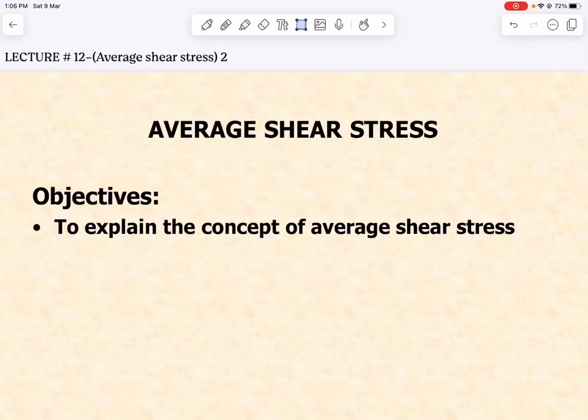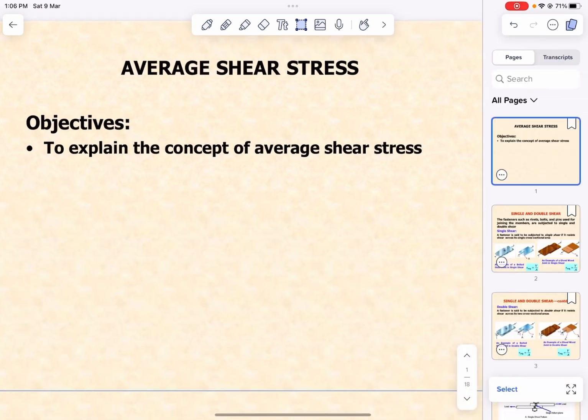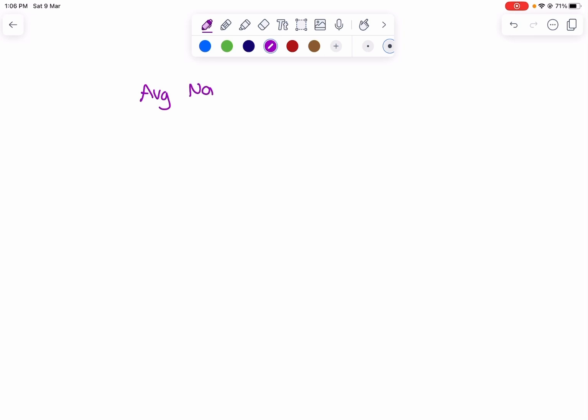Today we're going to explain the average shear stress. So our objective is to explain the concept of average shear stress. In the last lecture تعرفنا على normal stress. الnormal stress قلنا أو average normal stress, we represent it with sigma and it's equal to the normal force over الarea.